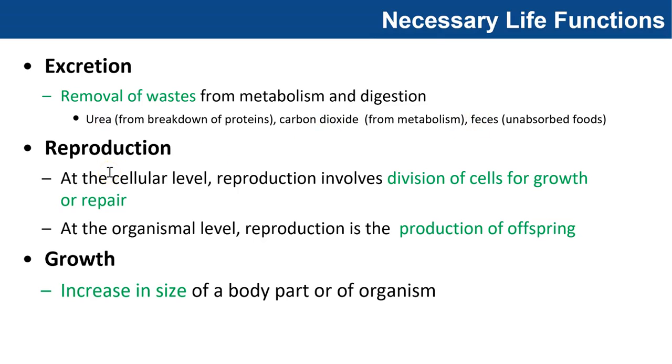Reproduction is the next necessary life function, which can occur at the cellular level and the organismal level. At the cellular level, reproduction involves division of cells for growth or repair, and at the organismal level, reproduction means the production of offspring. Growth is the other necessary life function, which can be an increase in cell size or an increase in body size that is usually accomplished by an increase in the number of cells.